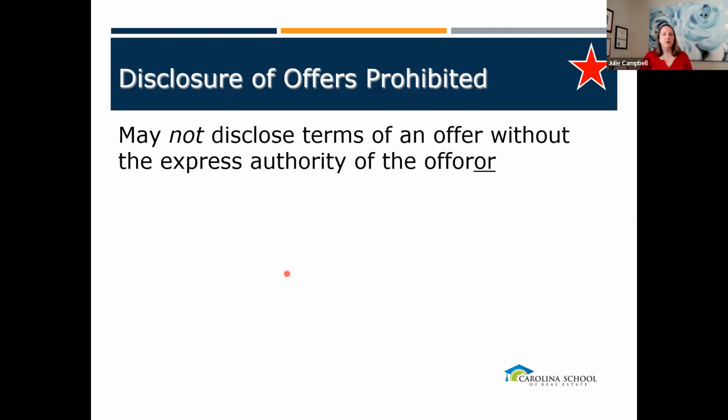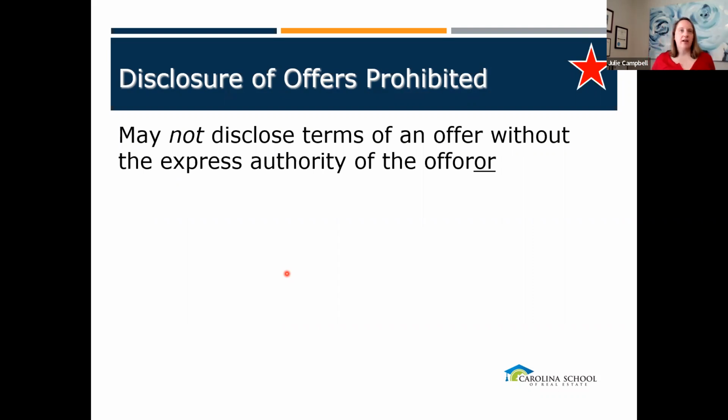So we cannot disclose the terms of an offer without express permission. Remember, express can be in writing, it can be oral. Express is when the words have been clearly stated. This came up a lot in the last couple years in this crazy multiple offer world that we're living in.